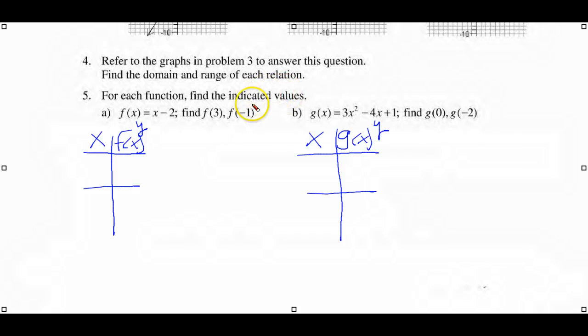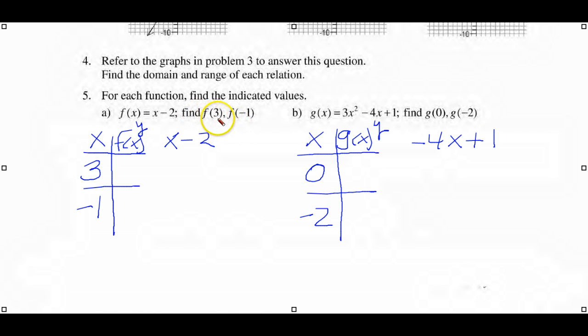For example 5, what we want you to do is to set up a little T-chart, because we're going to give you a way to input this data into this equation. So we have x minus 2 as our output, but we have a value for x as a 3 and a -1. And for this one, we have a value for x as 0 and a negative 2, and this is negative 4x plus 1.